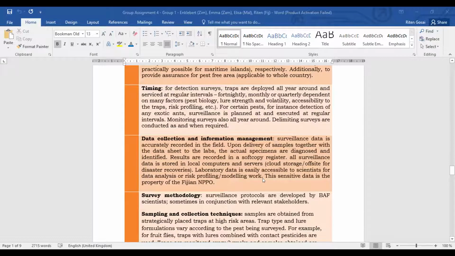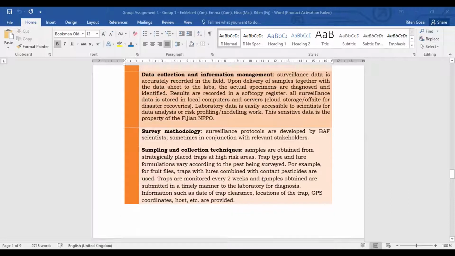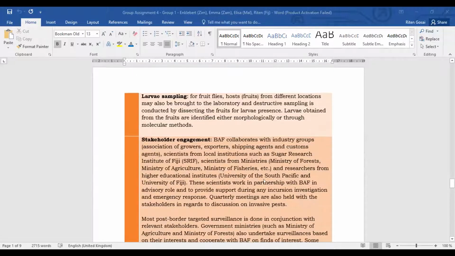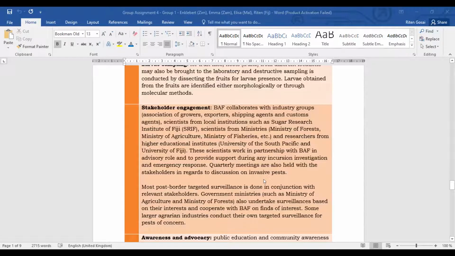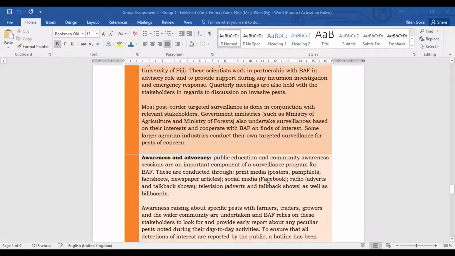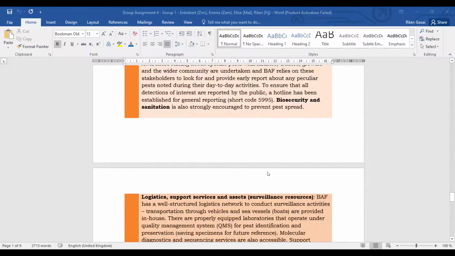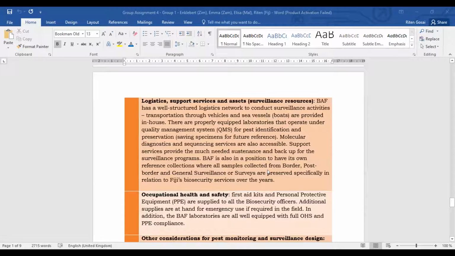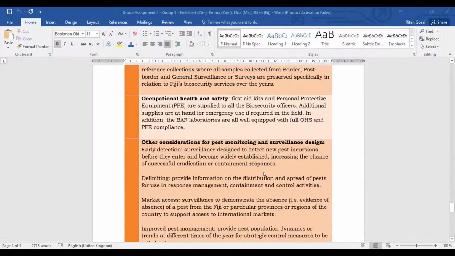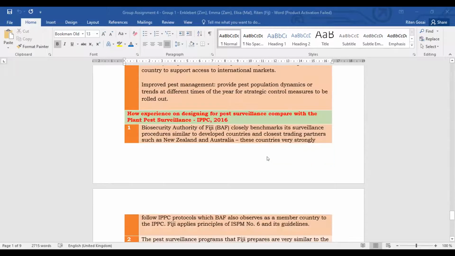I've also talked about data collection and information management. I've talked about our survey methodology, how stakeholders are engaged and kept informed, the awareness and advocacy components of Fiji's pest surveillance programs, as well as how this is managed through resources. And what are some of the other considerations for pest monitoring and surveillance design.